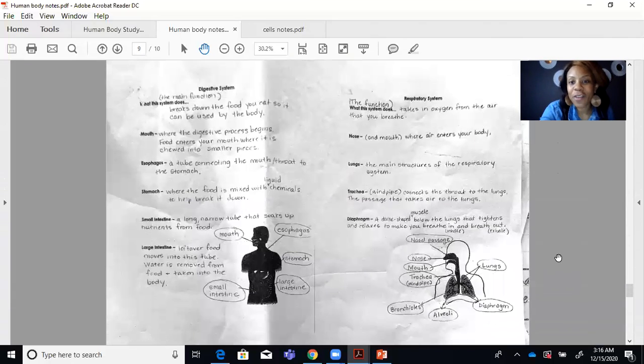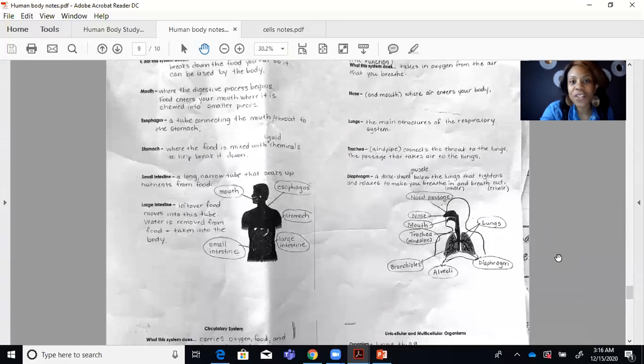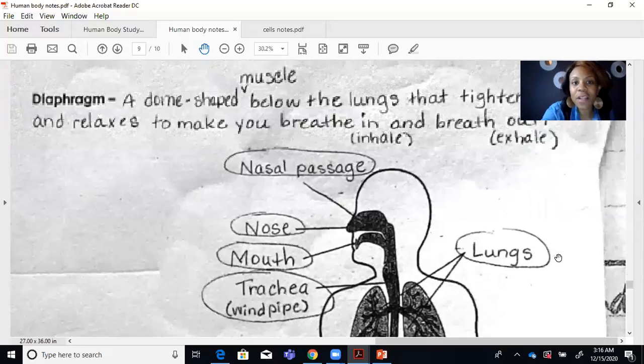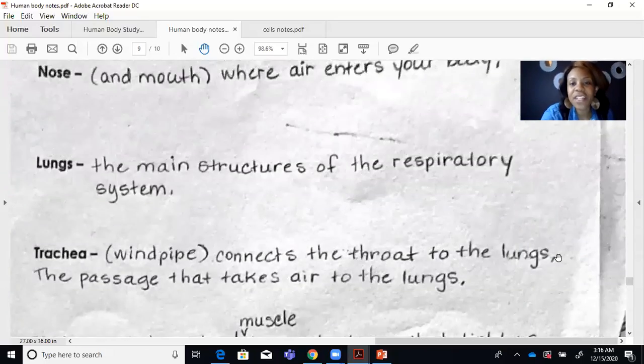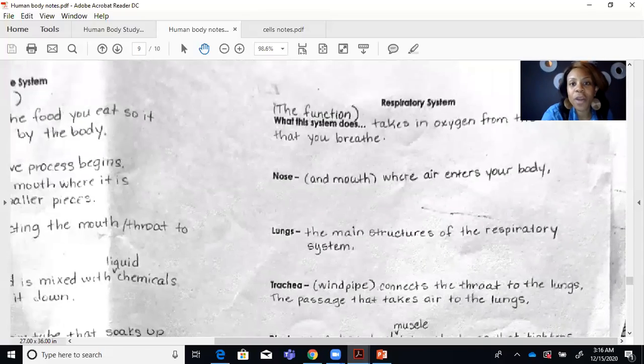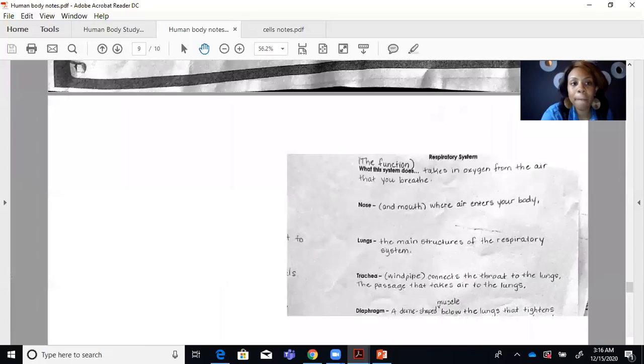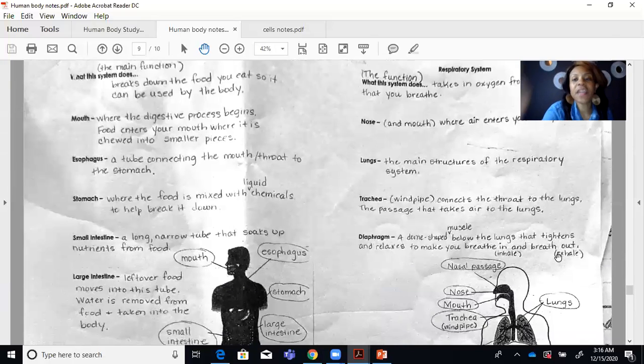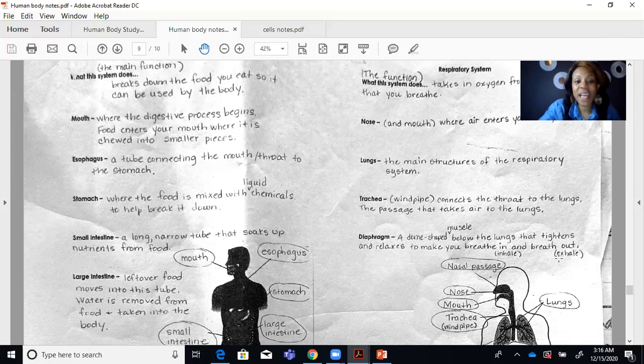If you go down in your notes, you're able to see visuals and get a little bit closer, then you can see the definitions of each one of those organs within each one of your body systems. So that's just a little bit about today, the respiratory system.